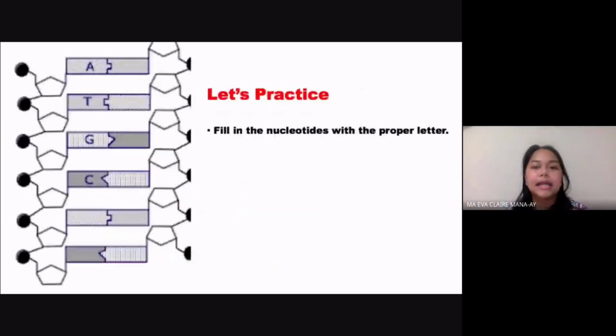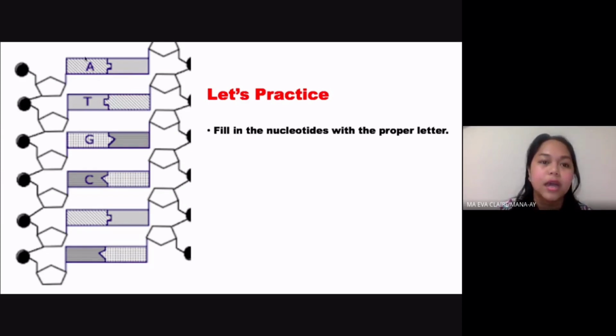All right, now let's have our practice. Take a look at your slide, your screen. We are going to fill in the nucleotides with the proper letter. You have your DNA molecule here, and you have the following N bases. The first base here on top is a letter A. Can anyone tell me what letter would complete this complementary base pairing? Jason says T, Donovan says T, that's correct, very good. So that's T, good job.